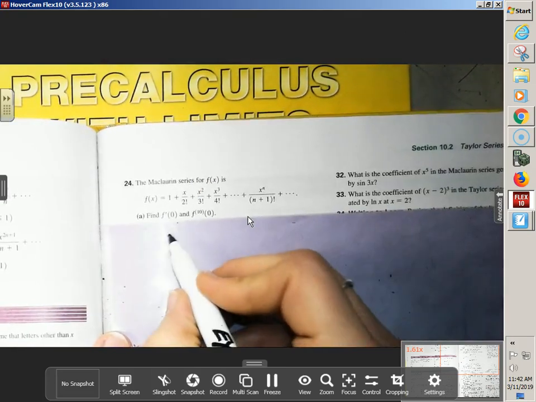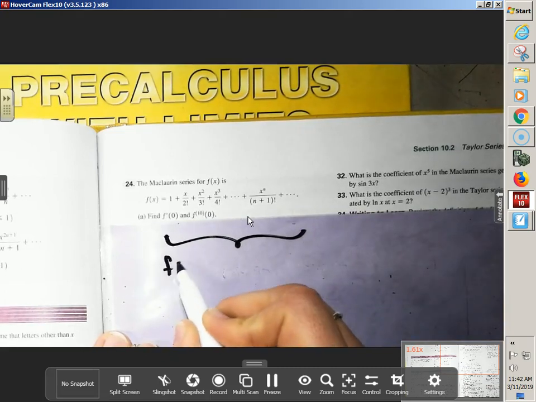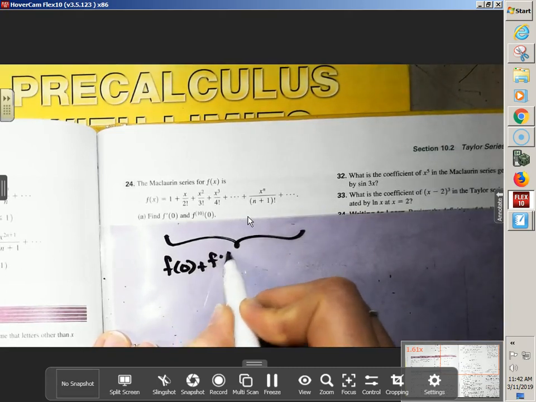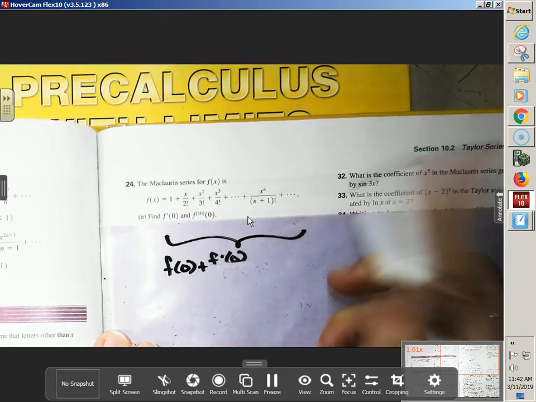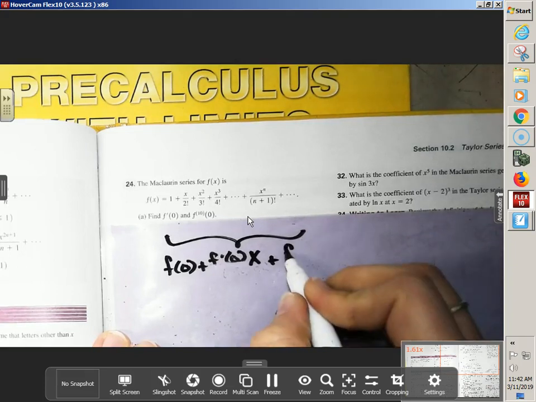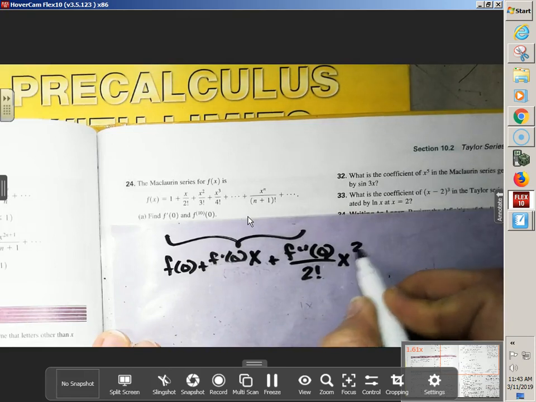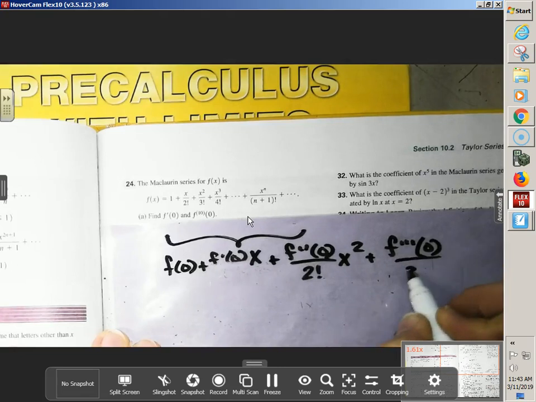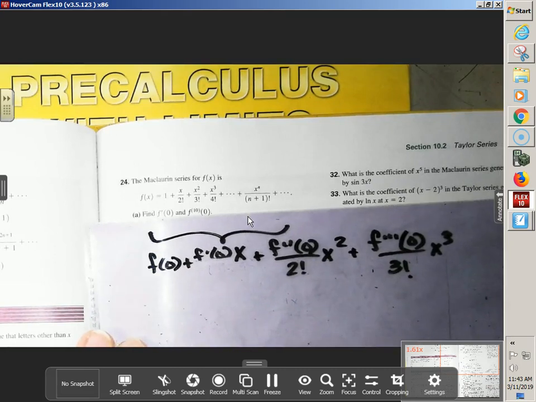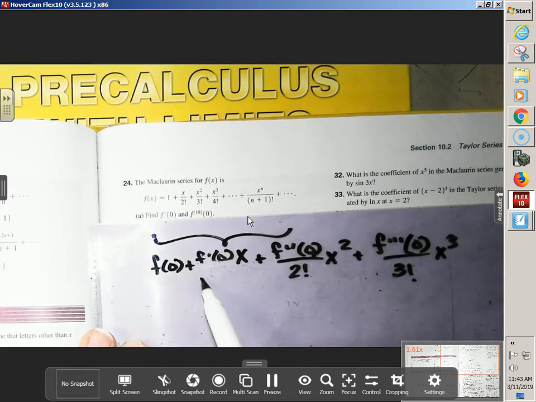When you're looking at this series, remember, I can take that huge polynomial and think f of 0 plus f prime of 0 times x plus f double prime of 0 all over 2 factorial x squared plus f triple prime all over 3 factorial x cubed. That's where this polynomial somehow came from. Now hold on. They want f prime of 0. F prime of 0 goes with the x term, right?